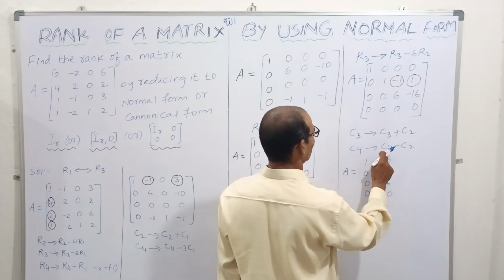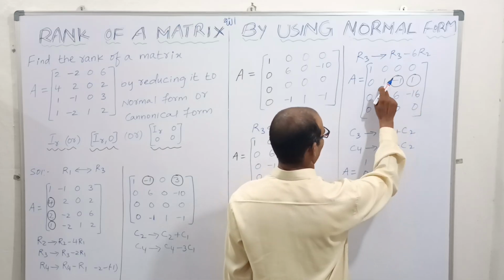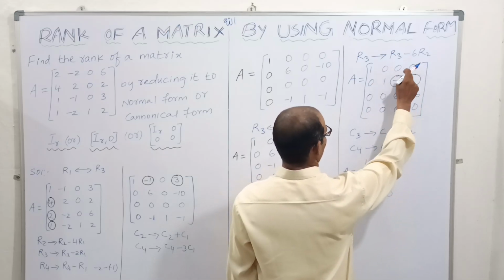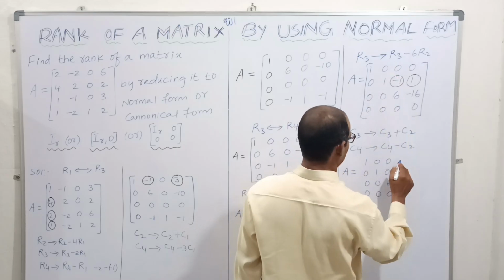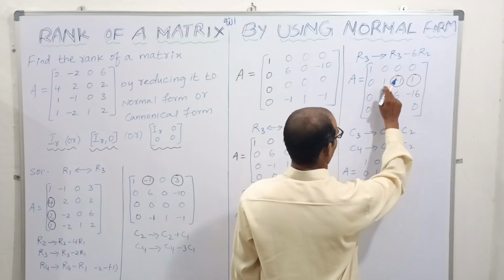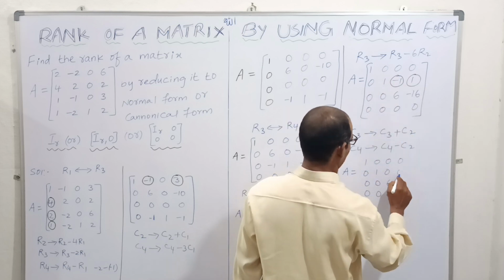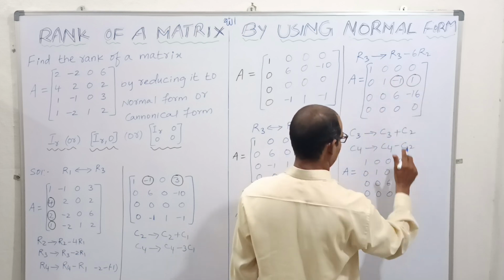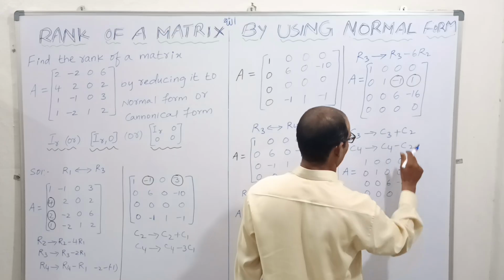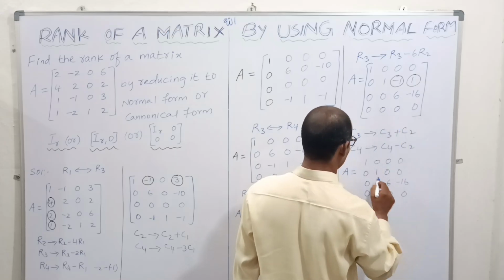Similarly, column 4, C4 minus C2. 0 minus 0, it is 0. 1 minus 1 is 0. Minus 16 minus 0 is minus 16. 0 minus 0 is 0.